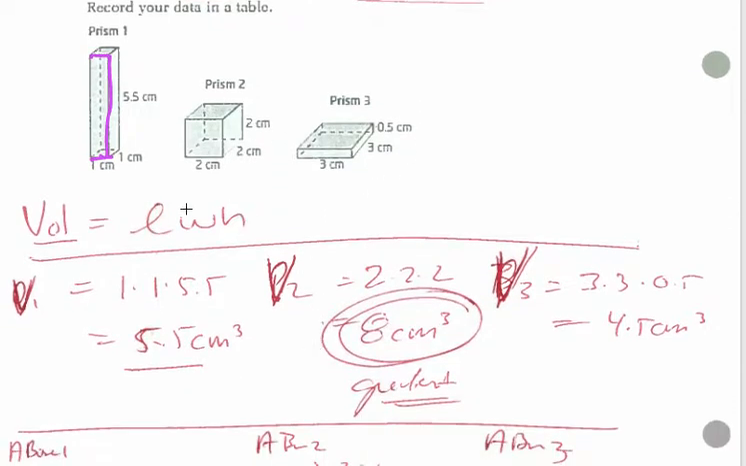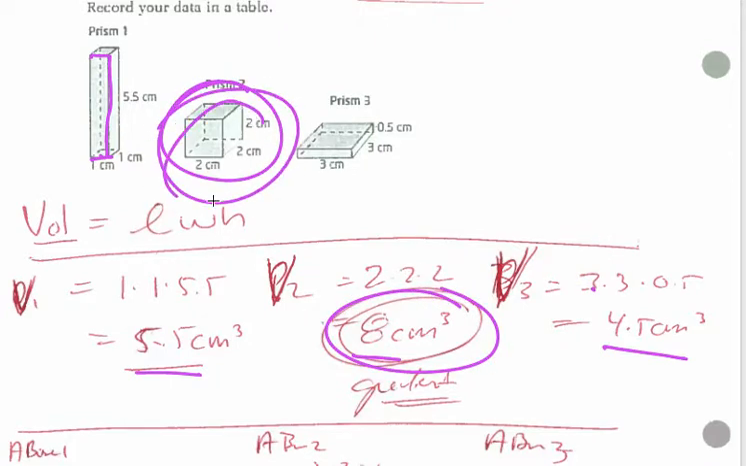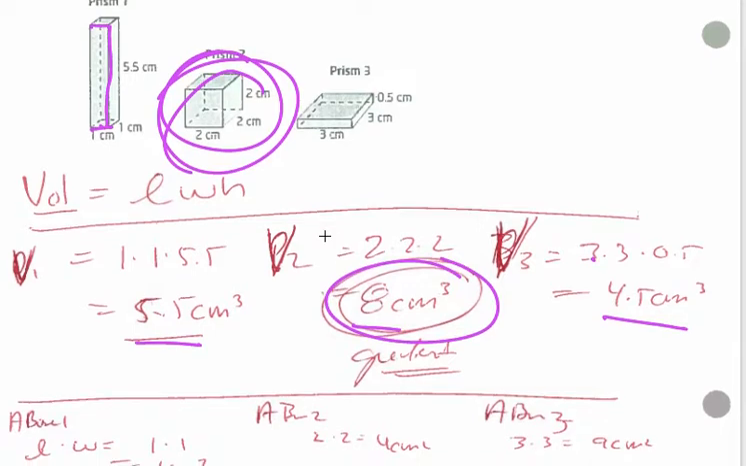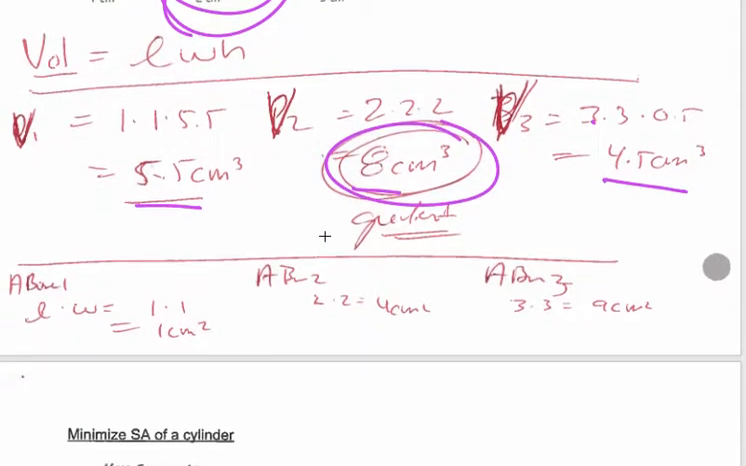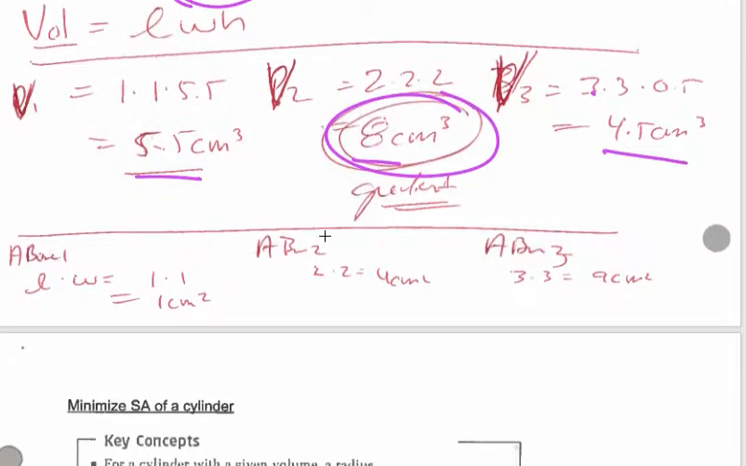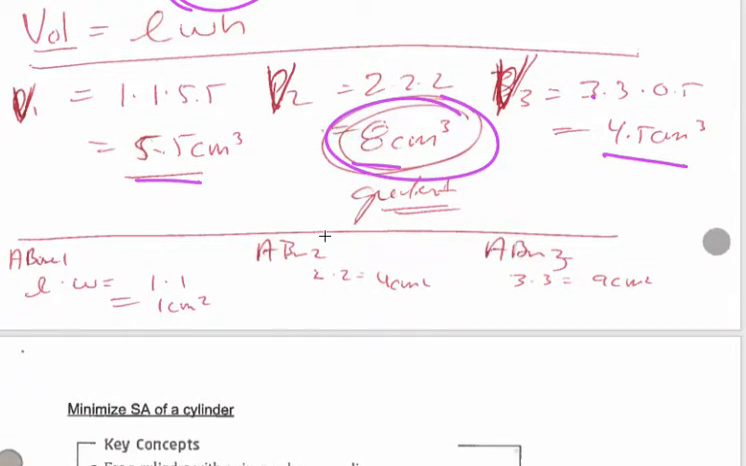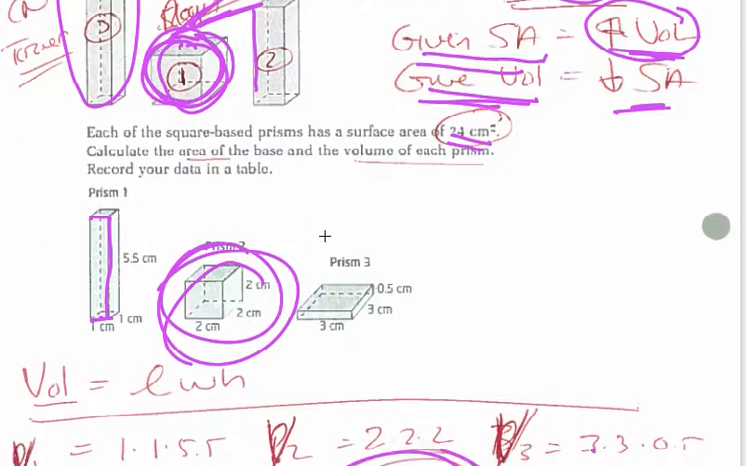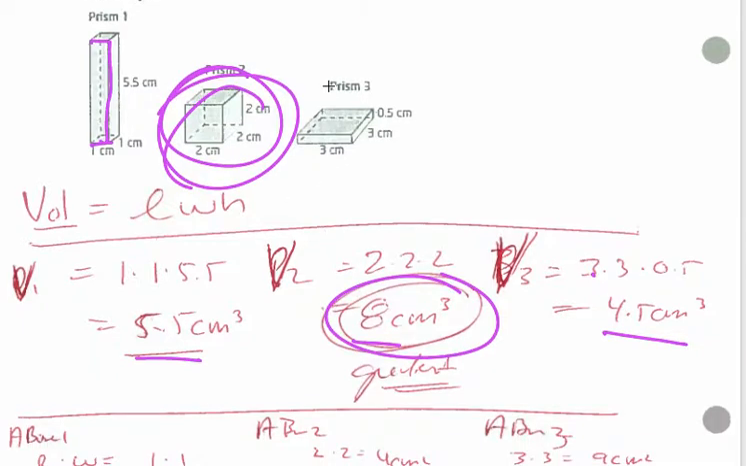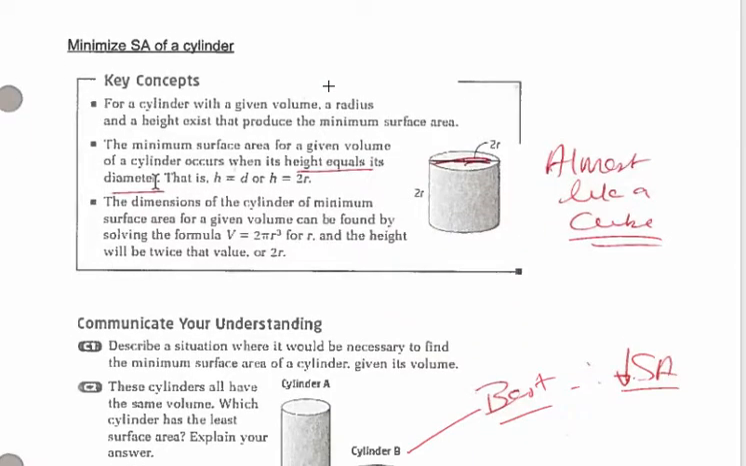But if you figure out the volumes, which is length times width times height, okay, 1 times 1 times 5.5, 5.5 cubic centimeters, 2 times 2 times 2, 8 cubic centimeters, 3 times 3 times 0.5, 4.5 cubic centimeters. The key is this: this guy here is more cube-like, therefore it has the biggest volume. Okay? So that will be the most efficient way to get a volume.